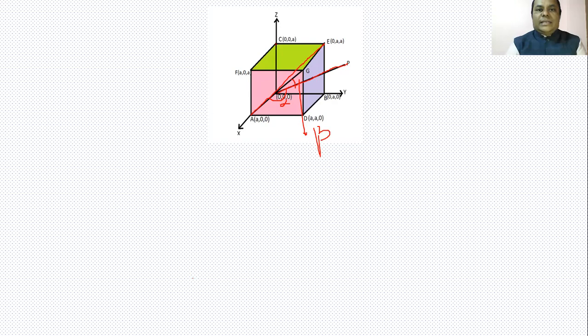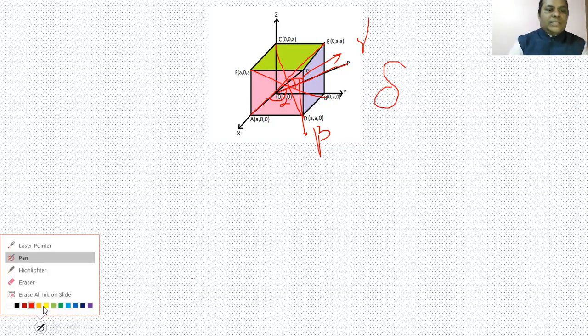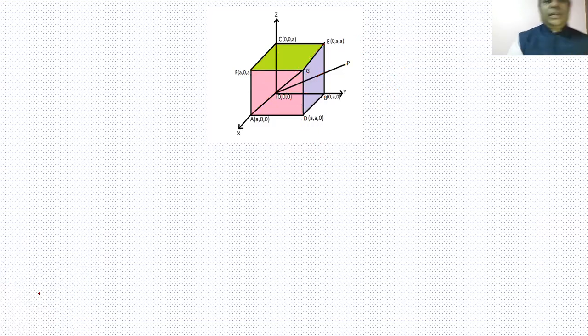Another diagonal is here. This is CD. You can see here CD is the next diagonal. This line OP makes an angle, this whole angle, gamma. And another diagonal is this, actually BF. BF is the next diagonal. It makes an angle of delta with OP. So basically, these are the parts.